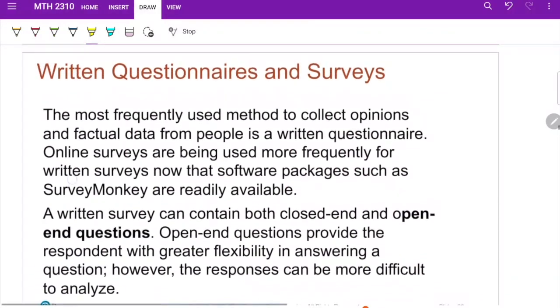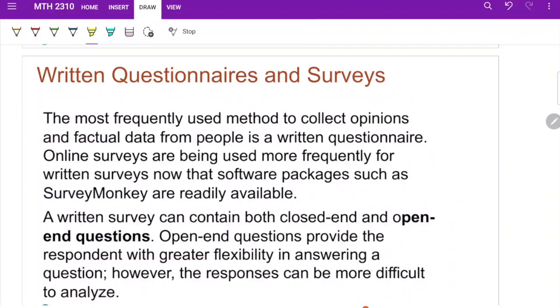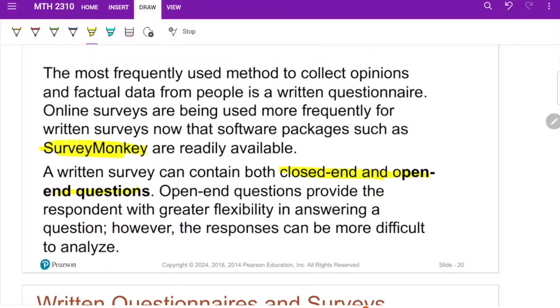The other type of collecting data is written questionnaires and surveys. This is common right now, especially the online ones. One of the common tools people use is SurveyMonkey, a well-known website. Again, you can ask people two types of questions, open-ended and closed-ended. The open-ended question gives people a more flexible way to answer questions. However, it's more difficult to analyze.